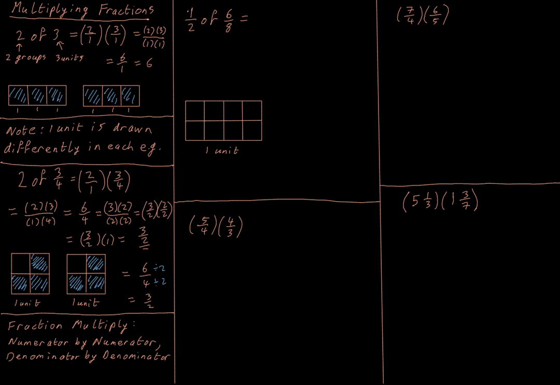So let's do another example in terms of our visuals. We have a half of 6/8. So we're going to do this visually first. What does 6/8 look like? In this case, 1 unit is this bar here, and 6/8 is going to be, I'm going to color this in quite deliberately so that I can break it up conveniently. So there are lots of different ways that you could shade in 6/8.